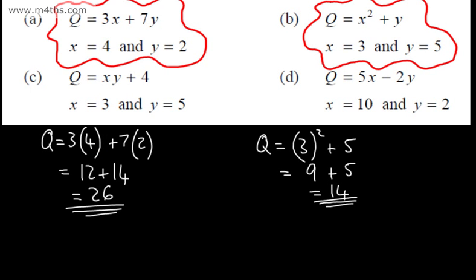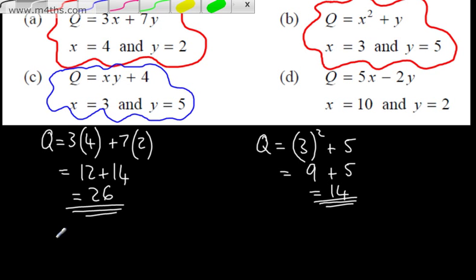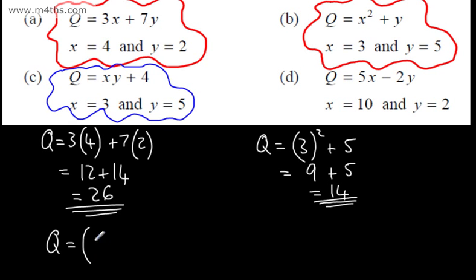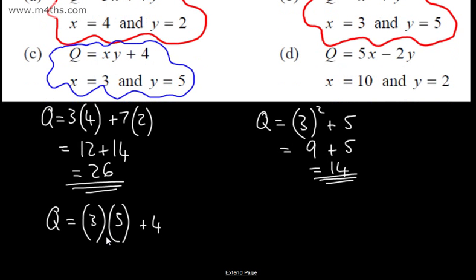If we look at this one just here now, what we've got is xy. Xy means x multiplied by y. So all we're going to do is substitute in the values now that we've got of 3 and 5 and find the value of Q. So Q is going to be equal to x, which is 3, multiplied by y, which is 5, plus 4. 3 times 5 is 15, so we end up now with 15 plus 4. 15 plus 4 is 19, so we can say that Q is equal to 19 when x is 3 and y is 5. Okay, let's look at the next one.